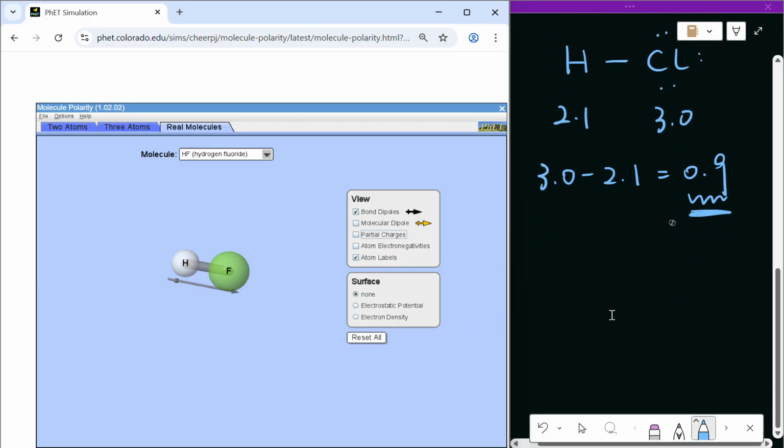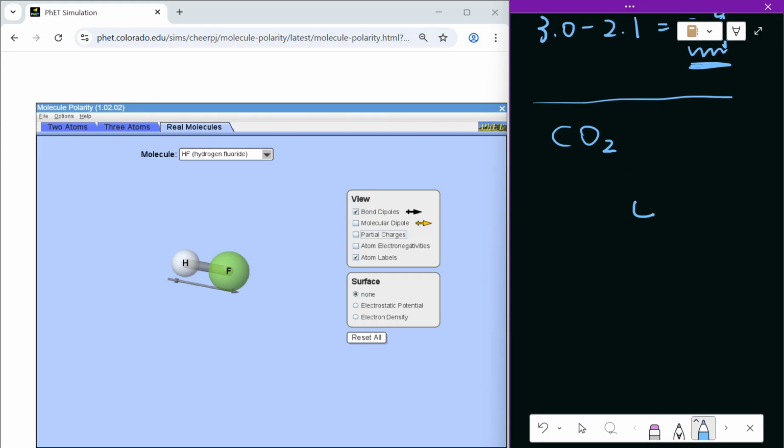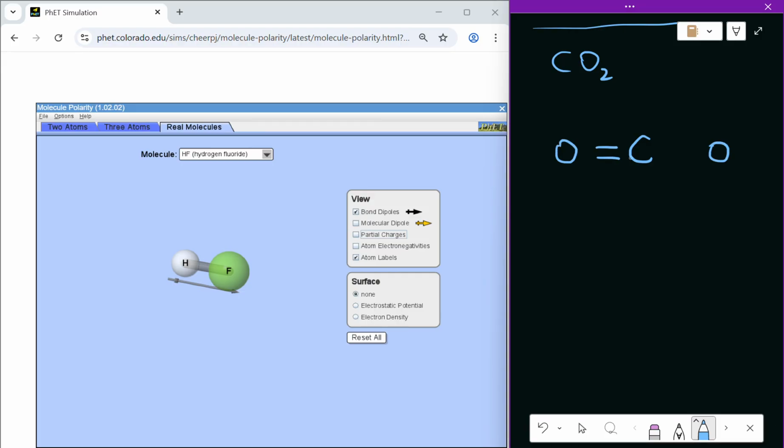And now, what if we have a molecule? So let's say we have carbon dioxide. And as we know from our previous video on Lewis diagrams, we will have the carbon as the middle, the central atom, and we will have the two oxygen atoms on both sides forming double bonds with the central carbon atom. And next, we want to decide whether these two double bonds are polar or nonpolar.